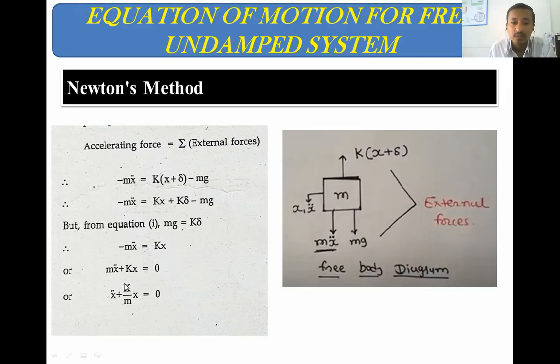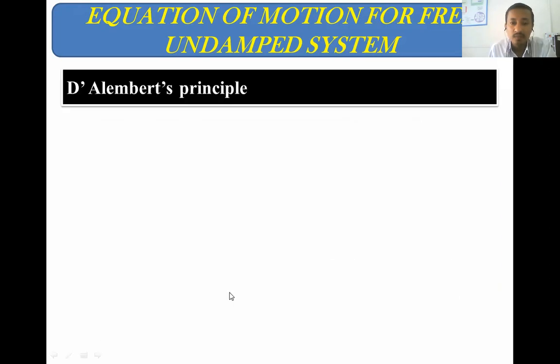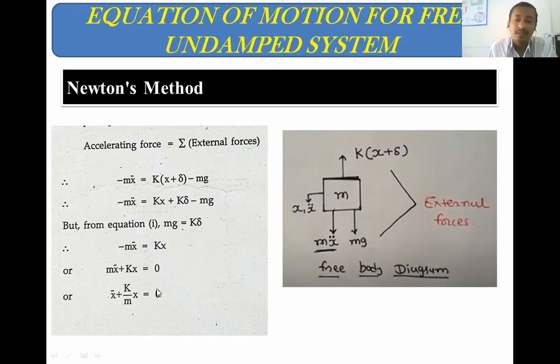Free undamped vibration. So this k by m relates to the natural frequency, that is omega n is equal to square root of k by m. So omega n square is equal to k by m, because omega n is equal to square root of k by m. So by Newton's method, we can get the equation of motion and the natural frequency also.